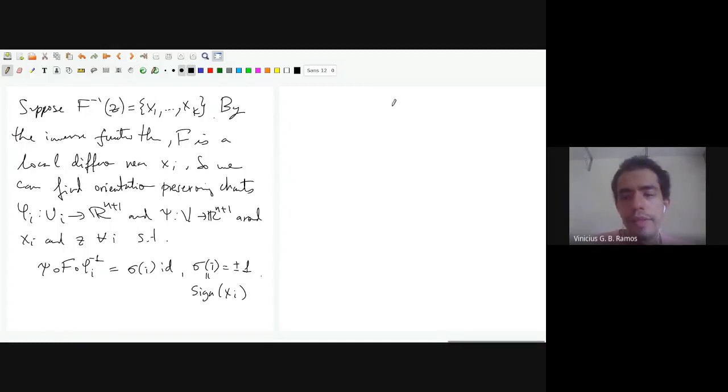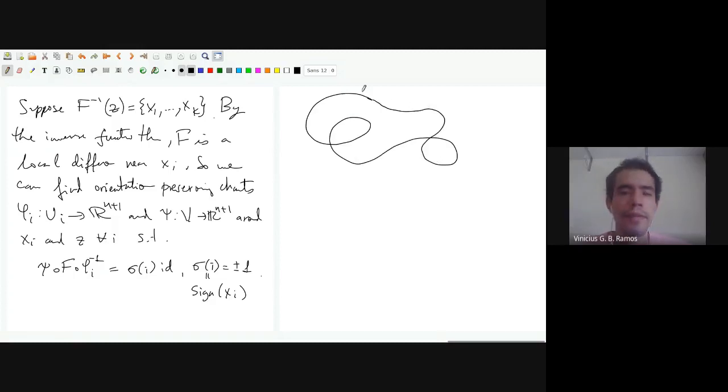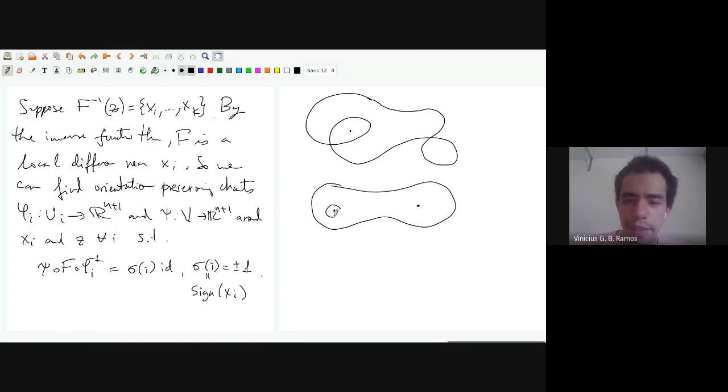So let me draw a picture. If you have something like this, this is the image, and then when I look at the domain, I have something like this. What I want to prove is that the winding number somehow I can concentrate on these guys. So this corresponds to a curve here and the same curve here. Okay, so how do I do that?